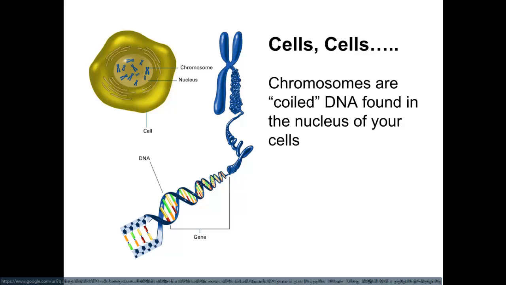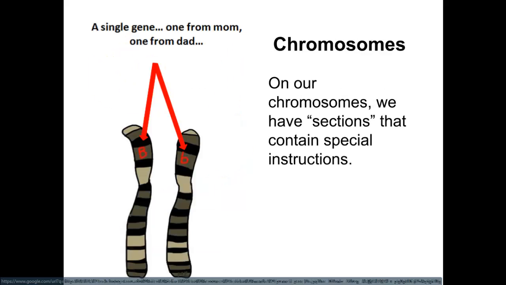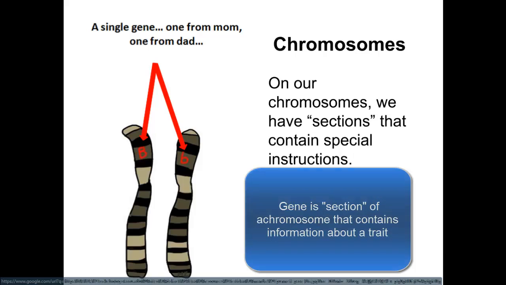And so in order to keep it so it doesn't get tangled up or anything else, it's coiled up. And it's coiled up in these structures that are called chromosomes. Now, the chromosomes, since they're coiled up pieces of DNA, sections of that DNA or sections of that chromosome actually have instructions for your traits.